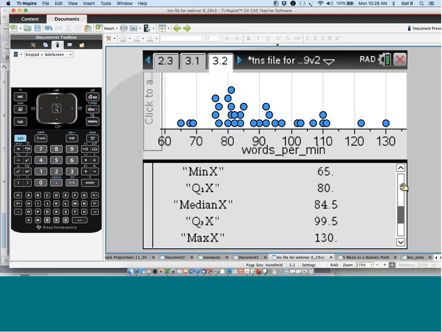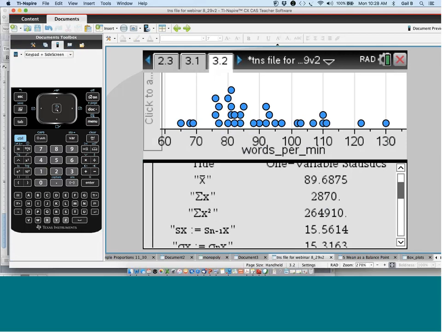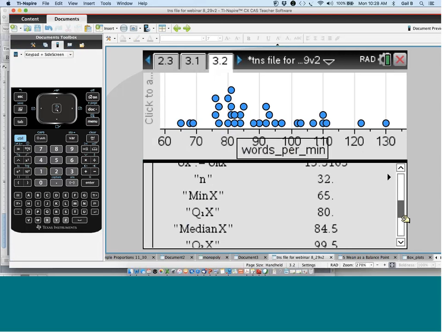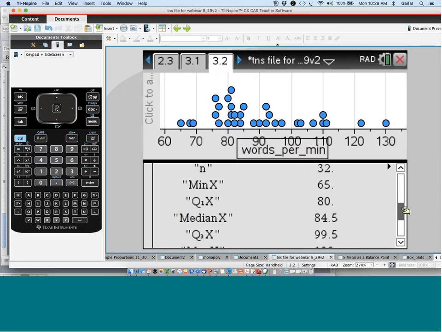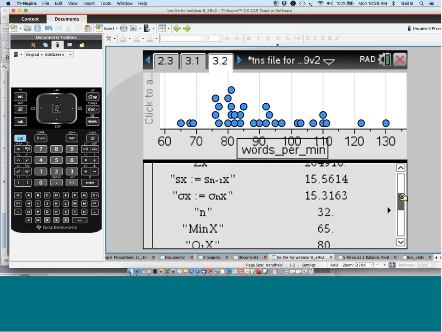And I now have all the kind of one variable stats you would ever want. So the mean number of words per minute is about 90. That balance point is about 90 words per minute. The median number of words per minute is 84.5. So 90, here's down here, 84.5. And I can get the standard deviation, I can get the IQR by the medians. And so I'm going to look at the standard deviation here. We'll use 15. It's about the standard deviation I want.